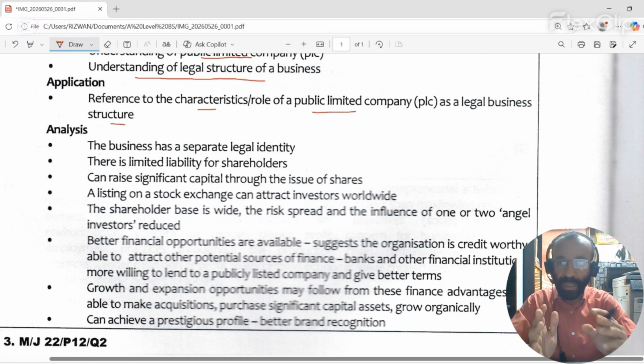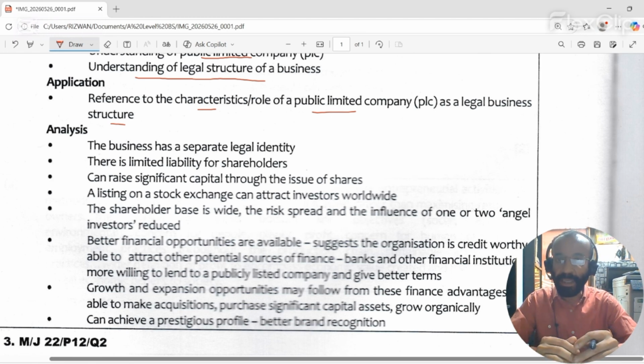The second point is limited liability for the shareholders. This is actually a direct result of having a separate legal identity. What it means is that shareholders are only financially responsible for the amount they invested in buying their shares. If the business goes bankrupt with massive debts, the shareholders can lose the value of their shares, but their personal assets like their homes or savings cannot be touched to pay off the company's debts.